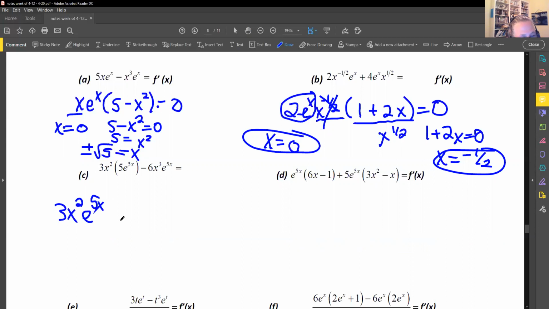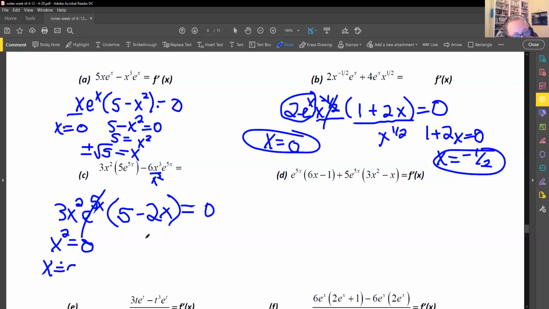So what do I have left? I have a 5. I have a 2x squared. I'm taking out an x squared, so I'm going to have an x there. There we go. Okay, so again, you can ignore the e. So if x squared equals 0, guess what x is? X is 0. So that's a critical value.